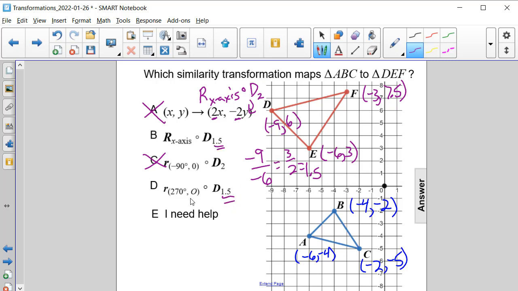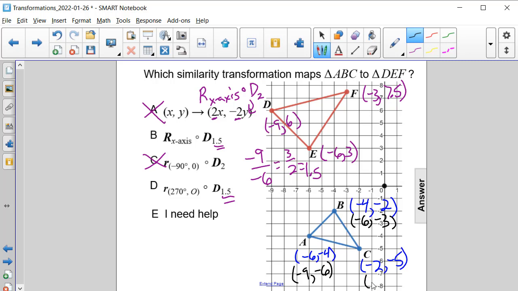The question is, is the second transformation a rotation 270 degrees about the origin, or is it a reflection across the x-axis? Well, let's actually do that dilation with the original set of points and then relate it to what we have up here. So let's multiply our original coordinates by that factor of 1.5. That would make point A become -9, -6. Point B would become -6, -3.